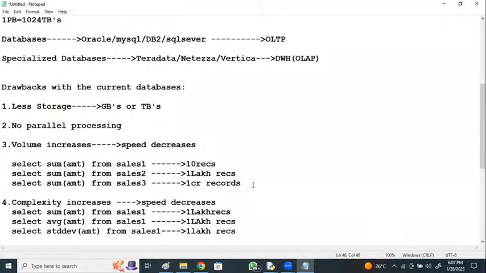Which query executes faster among these three? Sum of amount from sales one, average amount from sales one, standard deviation of amount from sales one. First query again, yes, because average amount is a two-step process. First sum to be calculated, next average to be calculated. Standard deviation requires a lot of internal processing. So again, the first query executes faster as compared with the other two.